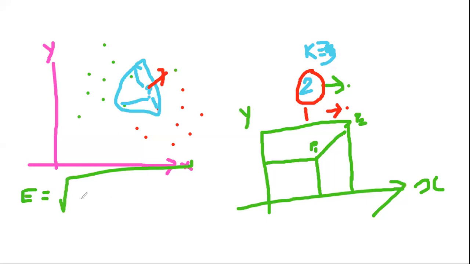So here we need to say (x2 minus x1) whole square plus (y2 minus y1). So every time what we need to do, so here it is the formula of Euclidean distance measure.